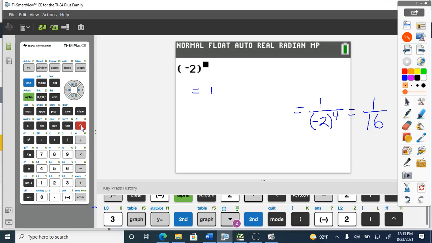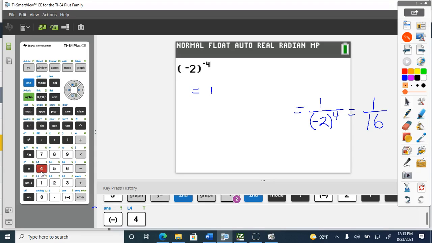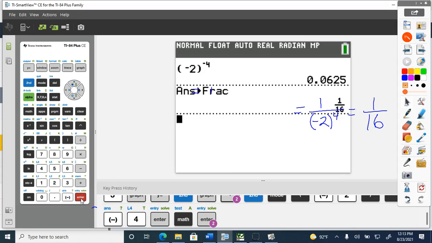Negative 2 to what power? It was negative 4, right? Yes. And if I hit enter, I get that big long decimal. But if I hit math, enter, it changes it to a fraction for me. And that gives me 1 over 16, just like we got. Okay? Everybody good on how to put that in your calculator? All right? Okay. As long as they're numbers, it's no big deal.